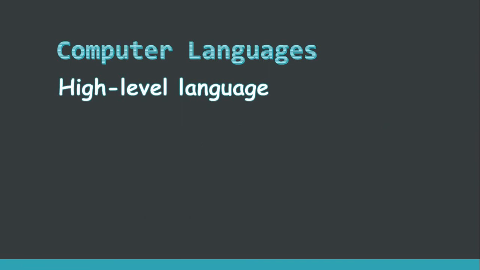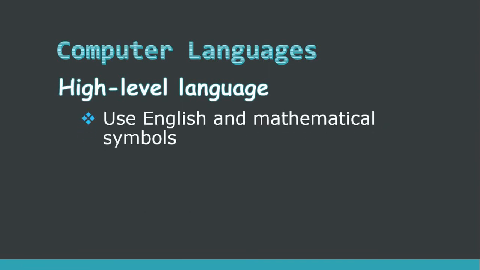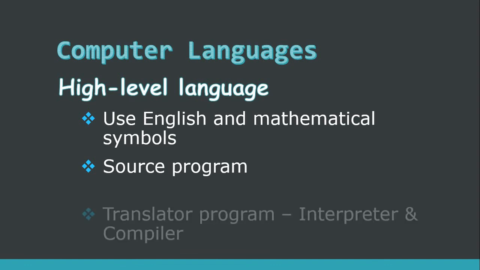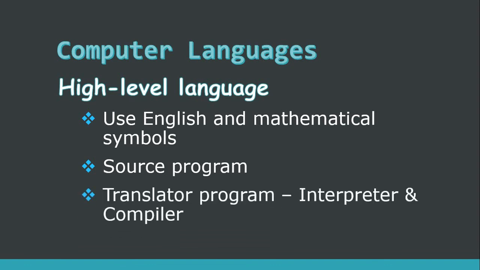Next, high level language. In this language, English and mathematical symbols are used to write programs. A program in a high level language is called a source program. C, C++, Java are some of the high level languages. If we write the program in a high level language, it needs to be translated so that the computer can understand. So, the translator programs used in this language are interpreter and compiler. The translated program is known as object program.